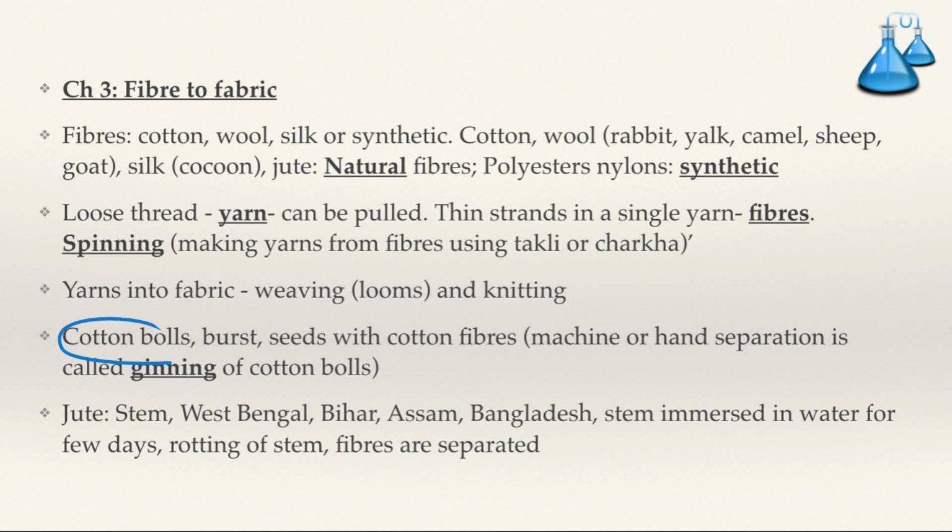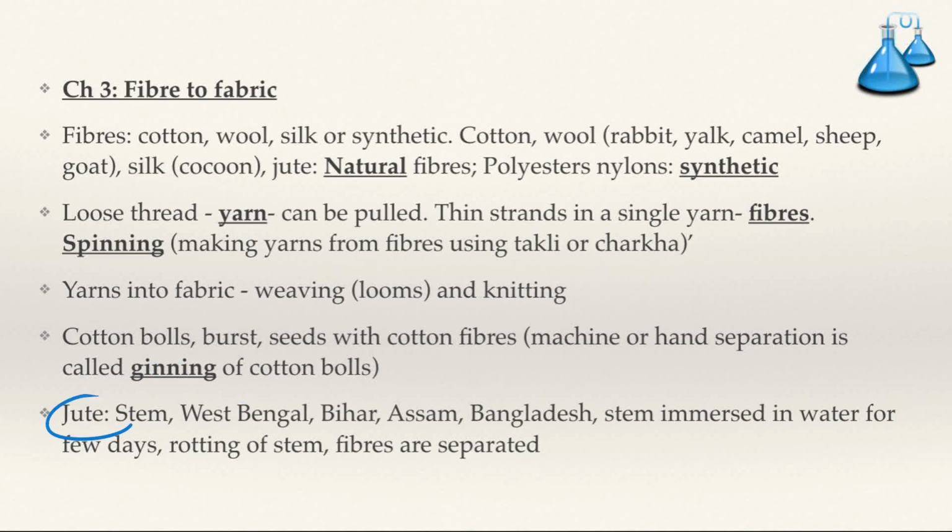Now cotton bolls are basically not balls, they are bolls. They are small pods which burst open, and seeds along with the cotton fibers come out, and now they can be separated either using a machine or by hand. This process is called ginning of cotton. This is very important. Ginning is the separation of seeds from the cotton fibers.